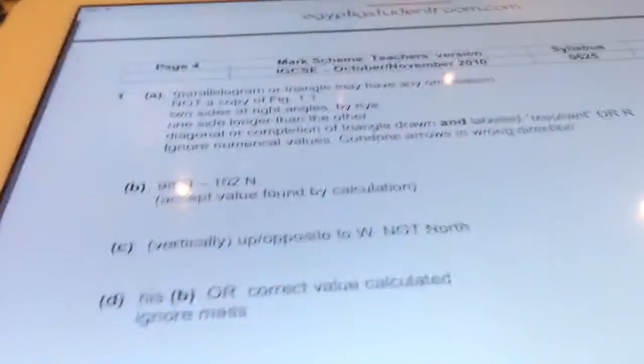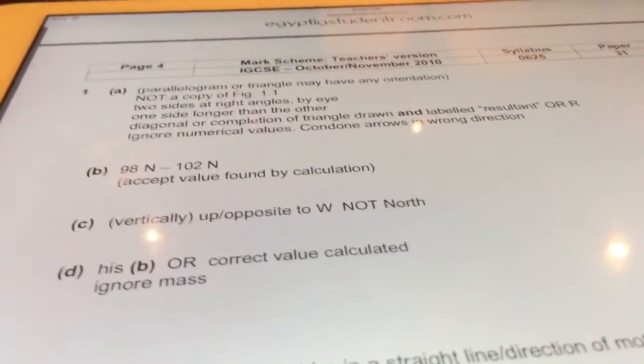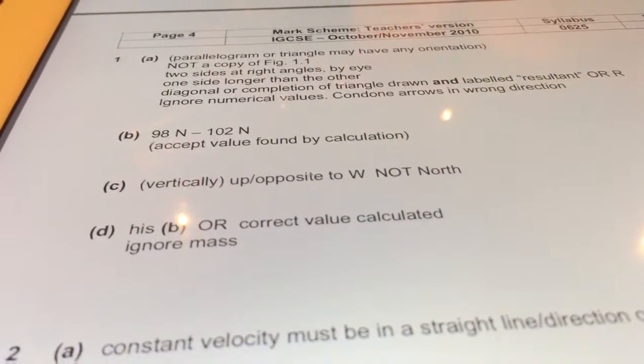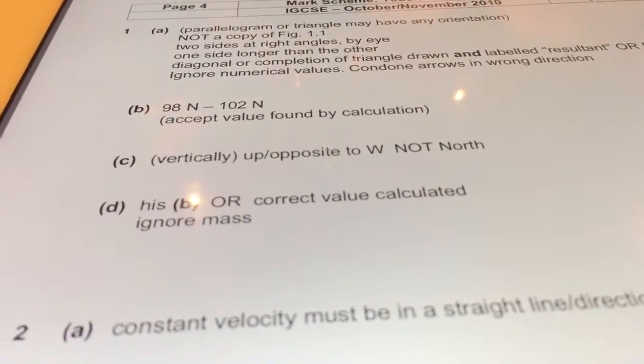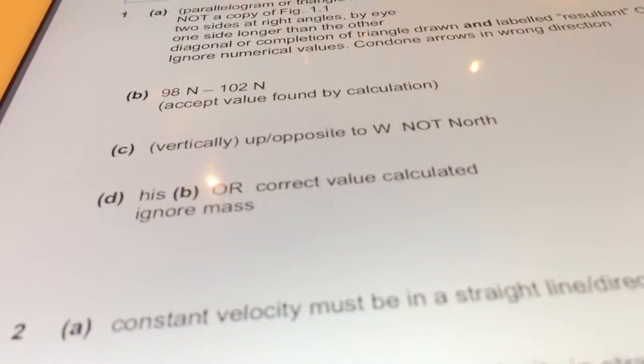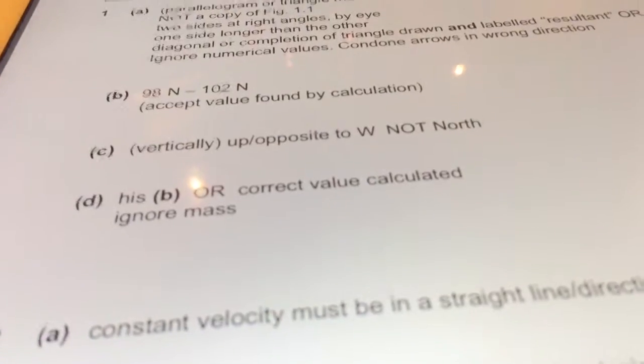Let me check the marking for that. As you can see here, in 1A you can't understand anything from the marking because it's a drawing. For B, we found 99, they said the value is between 98 and 102, so it's perfect. For C, they said vertically, up or opposite or wherever, but it's vertically. So these three questions are done right.